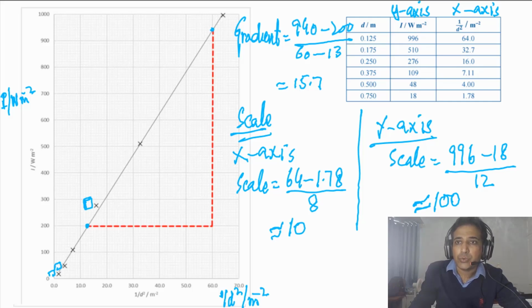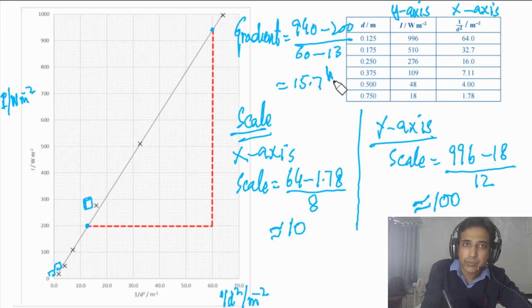15.7. Now what is the unit of this one? On the y-axis we have the unit, that is watt per square meter. On the x-axis we have the unit per square meter. So it means per square meter will be cancelled. We will get 15.7 watts.